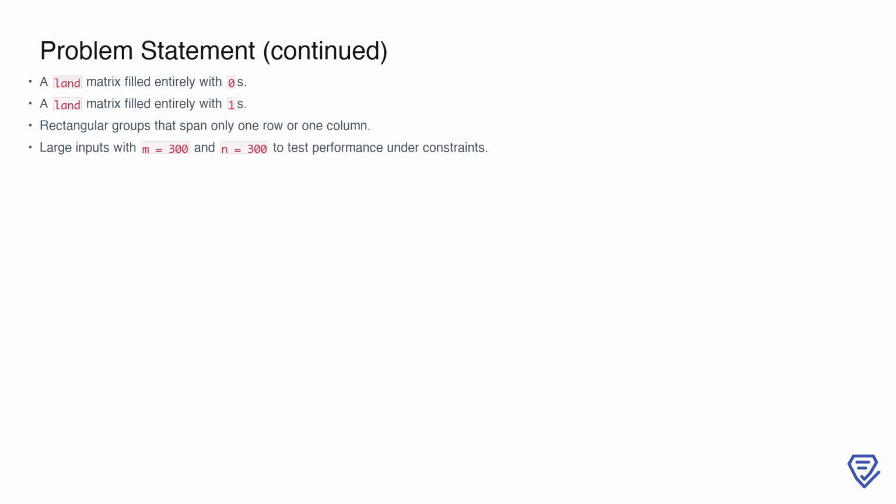Lastly, it's important to consider various edge cases when solving this problem. For instance, a matrix filled entirely with zeros would result in no groups of farmland, so the output should be an empty list. On the other hand, a matrix filled entirely with ones would produce a single group that spans the entire grid. Additionally, we may encounter groups that span only a single row or column, which are still valid rectangular groups. Finally, we must ensure that the solution performs efficiently for large inputs, such as a 300 x 300 matrix, to handle the upper limits of the constraints. By accounting for these scenarios, we can develop a robust solution to this problem.